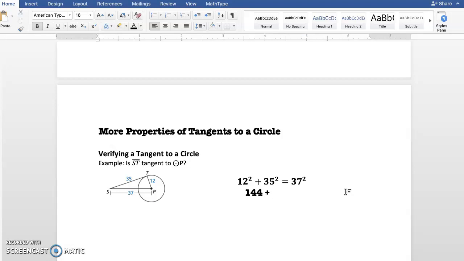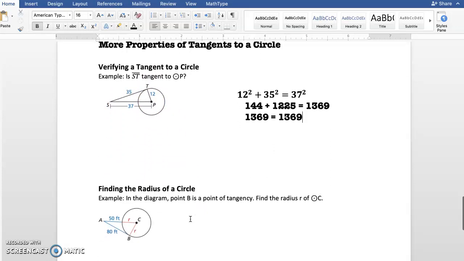So pull out a calculator, or you can use one on the computer. It is going to be 1,225. And does that equal whatever 37 times 37 is, which is 1,369. And if we add both of these up with each other, we have 144 plus 1,225. And in fact, yes, they are equal. So you would be able to say that ST is tangent to the circle P because this creates a right triangle, which means that ST has to be perpendicular to PT.